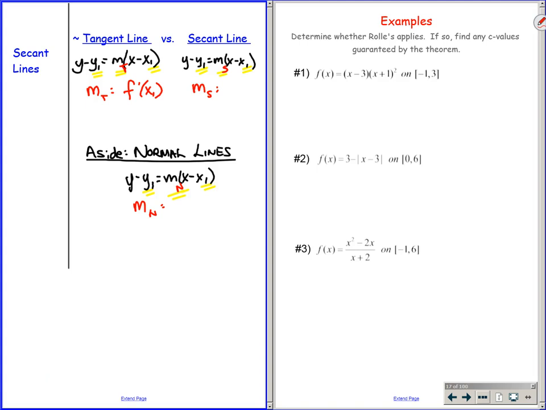For the secant line, don't we need to be able to do a secant slope, which means we need two points in an old-fashioned y2 minus y1 all over x2 minus x1. We need two points. We have one, x1, y1. We need the other one.